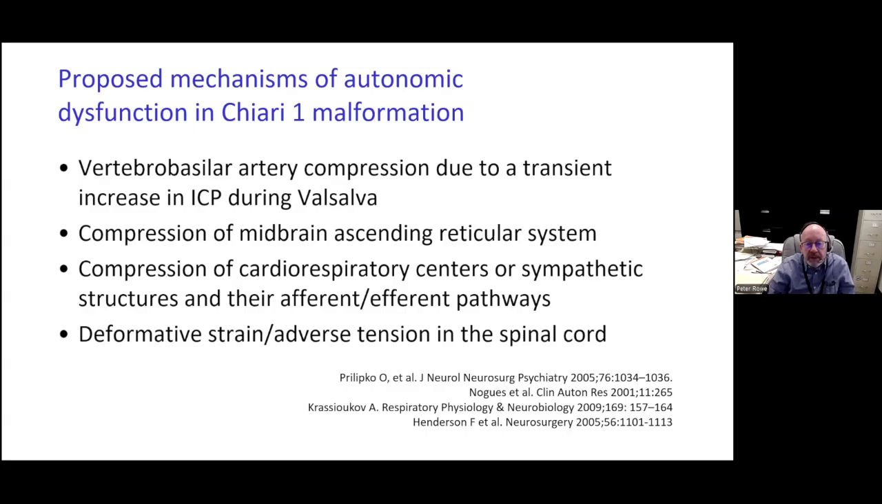So the proposed mechanisms for the autonomic dysfunction we see with Chiari are that you can get compression of one of the vertebrobasilar arteries due to the transient increase in intracranial pressure when people are straining or doing a Valsalva. There can be direct compression of the midbrain ascending reticular system nerves. There can be compression of the cardiorespiratory centers or the sympathetic structures and some of the sympathetic pathways as they come through the foramen magnum, as well as deformative strain and adverse tension in the cord. And I've listed some references for the papers that have described these potential mechanisms.